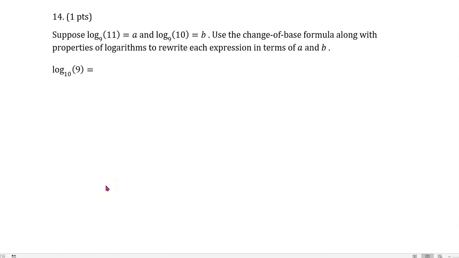In problem 14, it says, suppose the log base 9 of 11 equals A, and the log base 9 of 10 equals B. Use the change of base formula along with properties of logarithms to rewrite each expression in terms of A and B. We have the log base 10 of 9, but up here we can see that this is written with the log base 9. How are we going to rewrite this? Let's rewrite our change of base formula again.